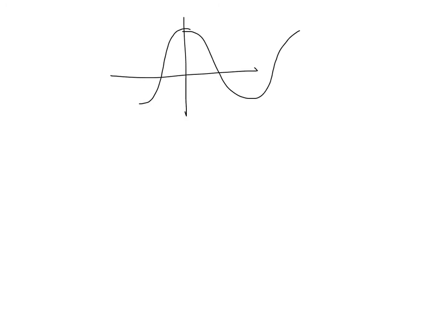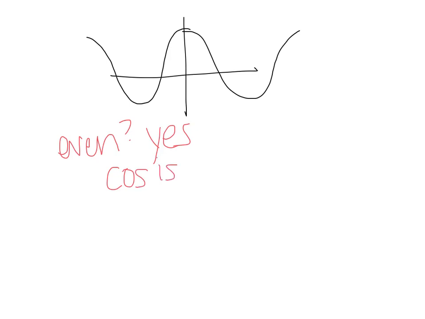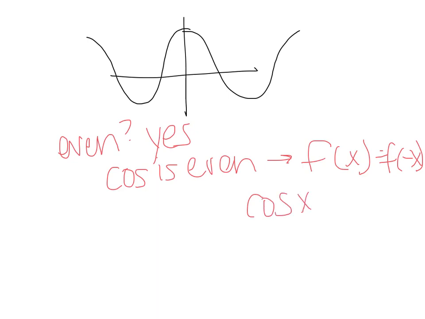Let's look at the cosine graph. We know cosine is the bowl on the other side. Even would reflect over the y-axis. Is it reflected over the y-axis? Yes. So cosine is even, which means f of x equals f of negative x, which means to us that cosine x is the same as taking the cosine of a negative angle. So taking the cosine of an angle or the negative angle is still going to give me the same answer.